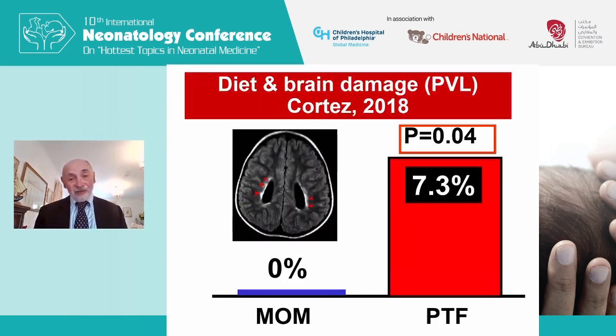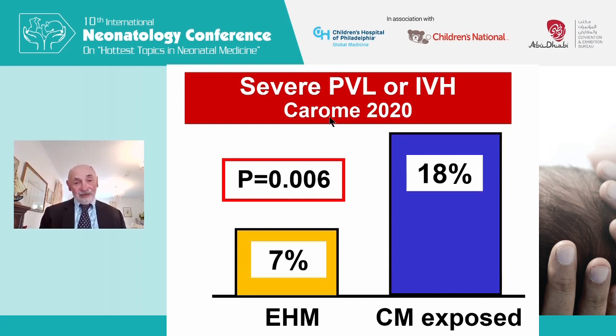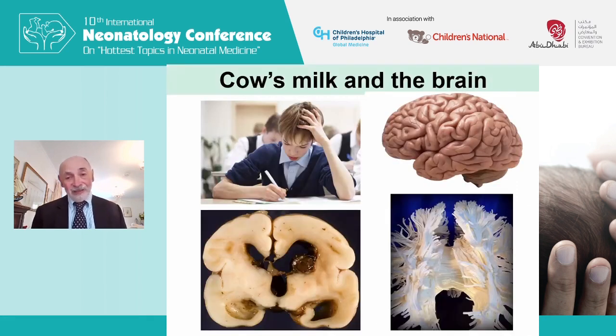And a couple of years ago, there was an observational study by Cortez showing that brain damage in the form of periventricular leukomalacia was at a higher incidence in those who were fed on a cow's milk derived preterm formula rather than mother's milk. And the same has occurred now in another study just this year. Severe PVL or severe IVH were related to cow's milk exposure with a much higher incidence than those who are fed on an exclusive human milk diet. So cow's milk may relate to the brain in a number of ways in terms of reduced cognitive scores, reduced long-term brain size, reduction in myelinization, and now this new association with severe brain damage.